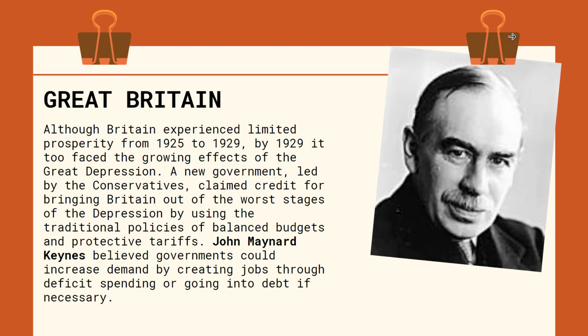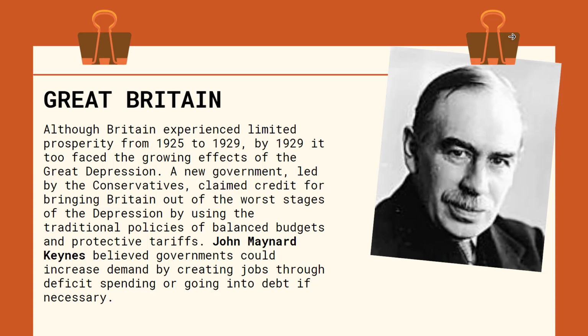Again, they experienced a limited prosperity, but they too were affected by the Great Depression. New governments came in during the worst stages of the Depression, trying to balance the budget, trying to use protective tariffs to try to balance the economy. And protective tariffs are taxes. So they're trying to use certain taxes to balance the economy and bring it back for Great Britain.